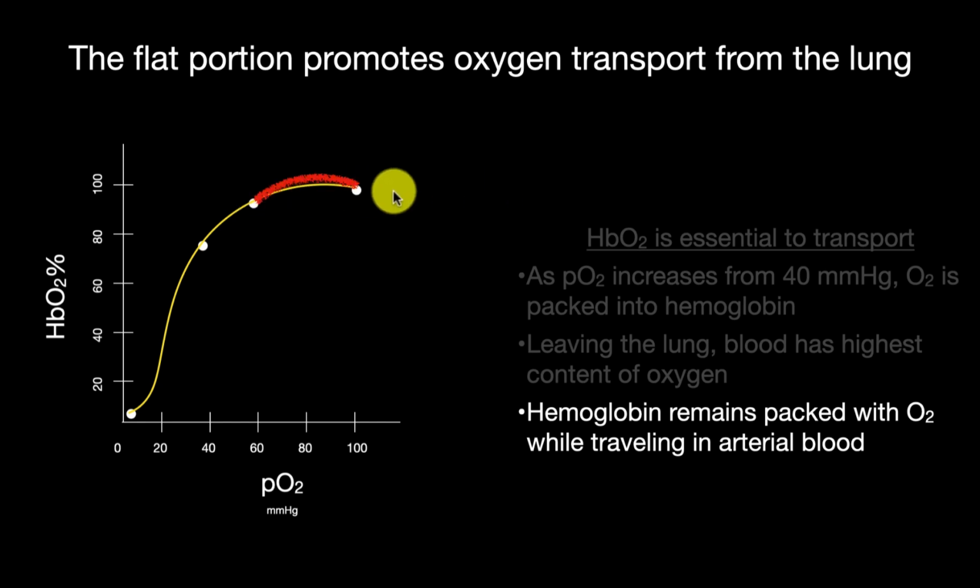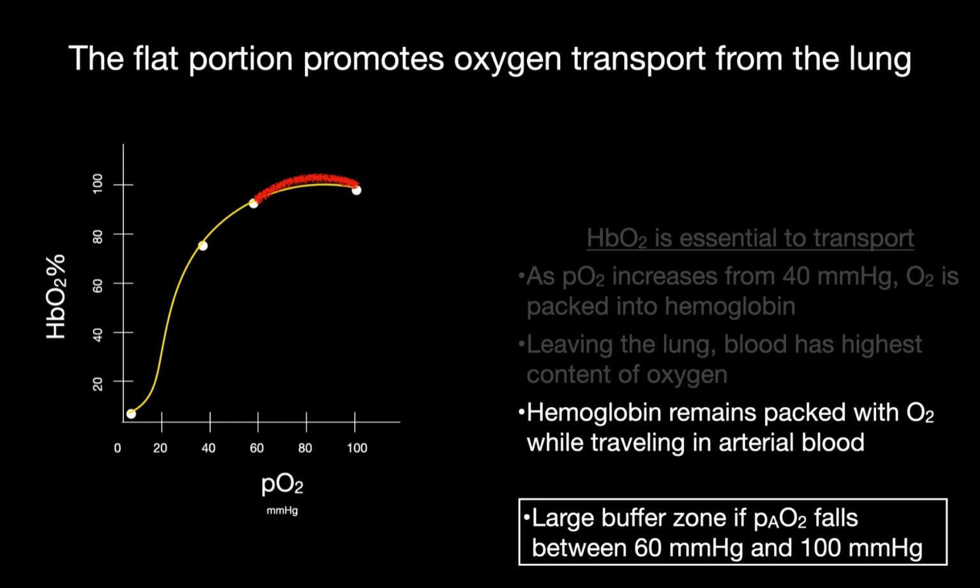So what about this little thing right here? Well, while that flat portion is so important, it is between about 60 millimeters of mercury and 100 millimeters of mercury, and actually even higher all the way over here. So we've been talking about how oxygen gets more bound to hemoglobin as the partial pressure increases from 40 to 60 to 100. What about when it goes in the opposite direction? What happens when it goes from 100 to 60? Well, because of the flat portion of the curve, it remains bound to hemoglobin.